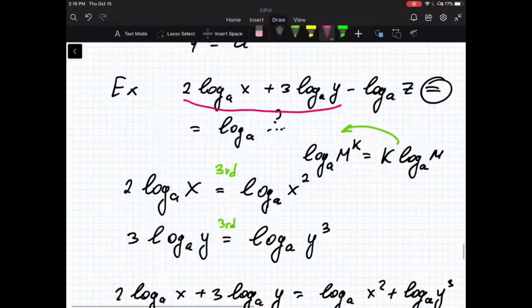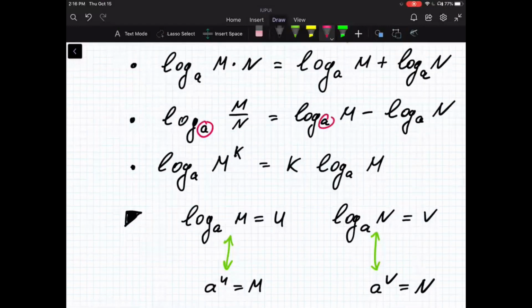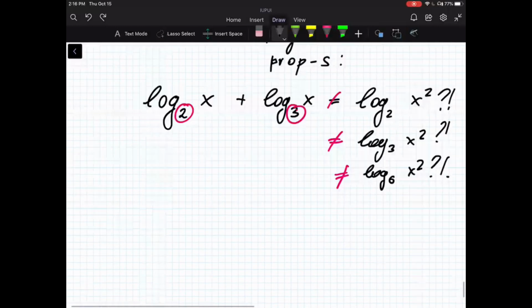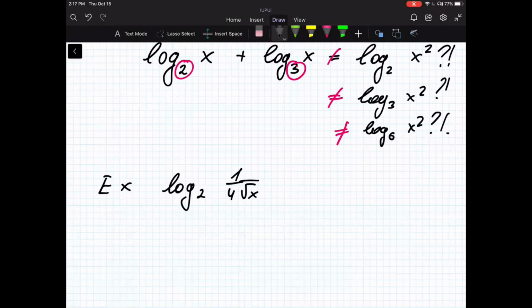If you look at the properties, you see that everywhere it's a and a, so the base is the same. But let's do the other direction. Suppose you have logarithm with base 2 of 1/(4 square root of x), and you want to break up this logarithm into sums, differences, or multiples of logarithms.